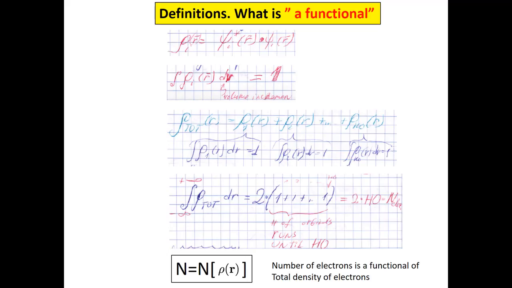And the goal of density functional theory is to establish total energy as a functional of total density. So if we find this functional, if you find a way to make correspondence from the distribution of electron density in space to the total energy, we have this task completed. Questions? Objections?